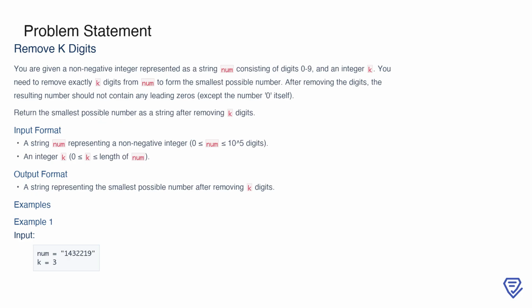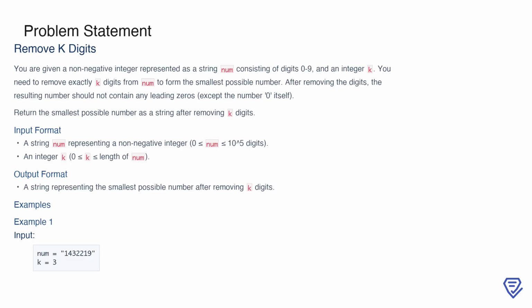made up of digits ranging from 0 to 9. Along with number, you're also given an integer k. The task is to remove exactly k digits from the string number in order to create the smallest possible number. However, there are a few important rules to keep in mind. First, the resulting number should not have any leading zeros unless the number itself is 0. Finally, the output should be returned as a string.